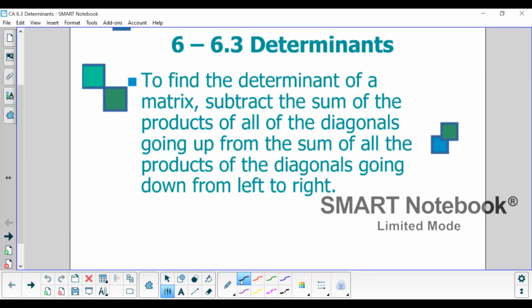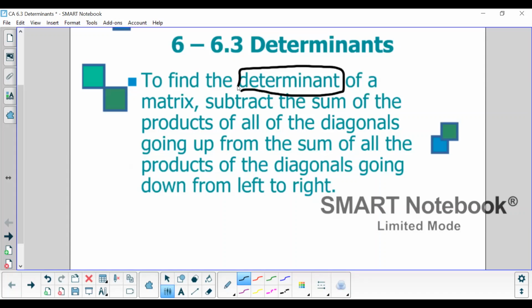To know what determinants are in order to use Cramer's rule. And so that's what we're exploring today: the determinant of a matrix. So here's our definition. It's a number, and we find that number by subtracting the sum of the products of all of the diagonals going up on your matrix from the sum of all the products of the diagonals going down. And I'll explain that to you in an example. It's easier to see when you have an actual matrix to look at.